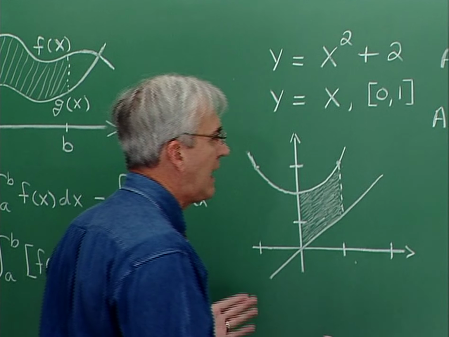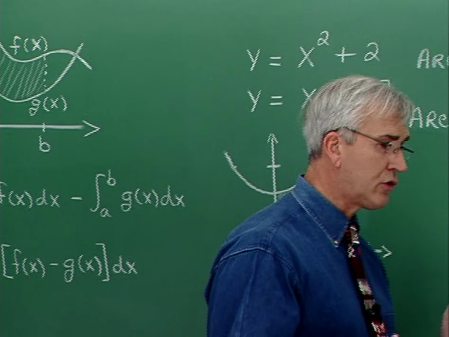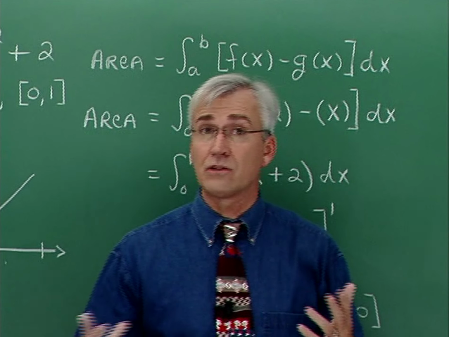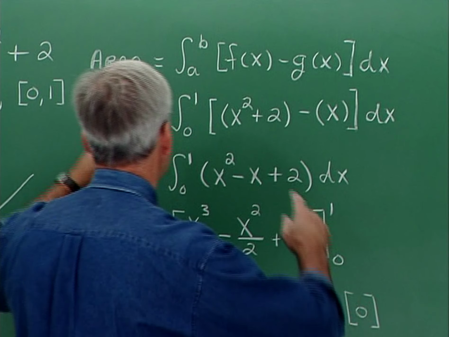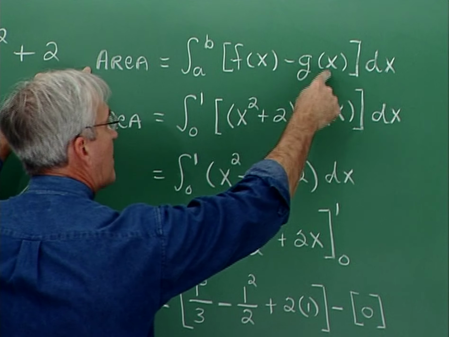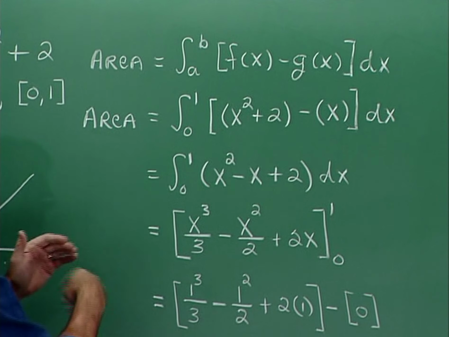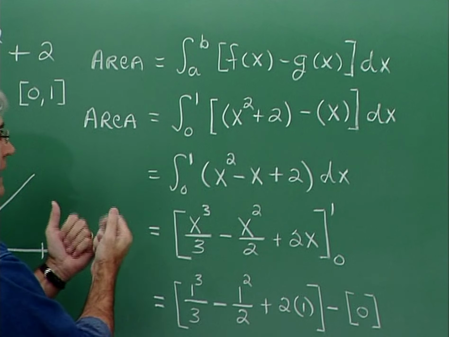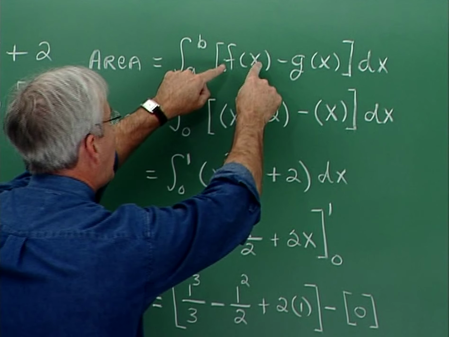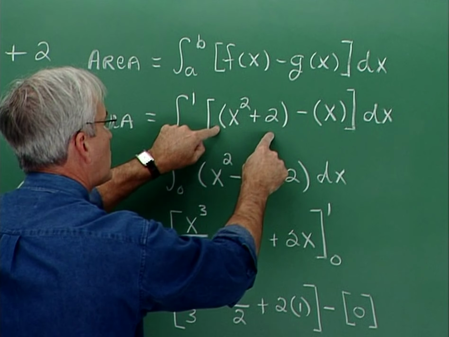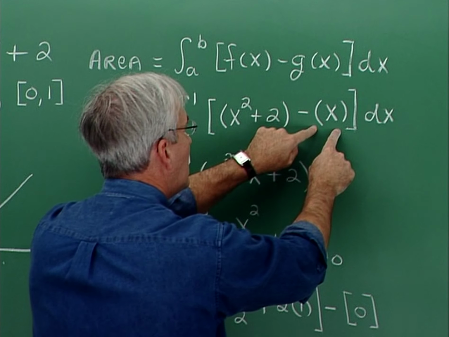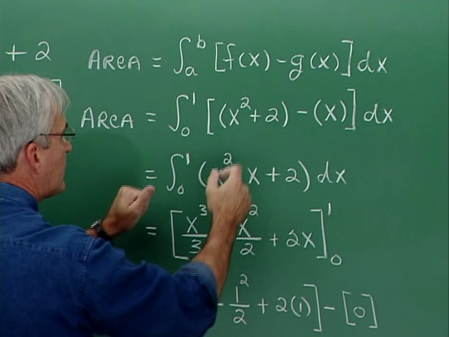Now, I think it's pretty valuable to treat this notion of the difference of functions as a formula. That is, we'll write down the situation. The area is the integral from a to b of f of x minus g of x dx. So write that down and then just follow through by filling in with the information from our problem. The interval is from 0 to 1. The f of x function, the top function, is x squared plus 2. The g of x function is the bottom function. It's simply x.